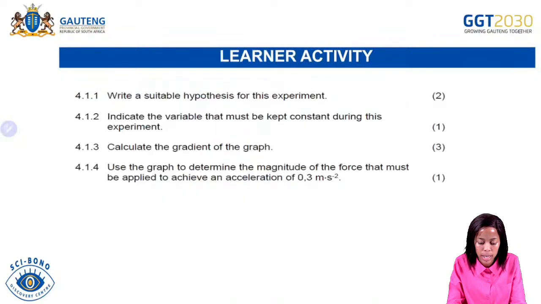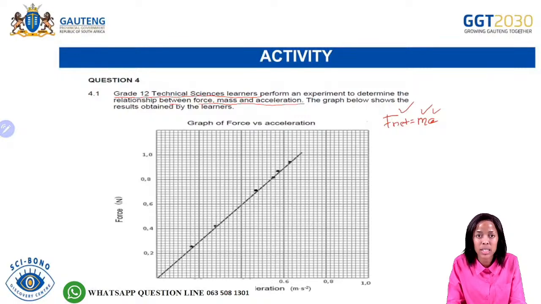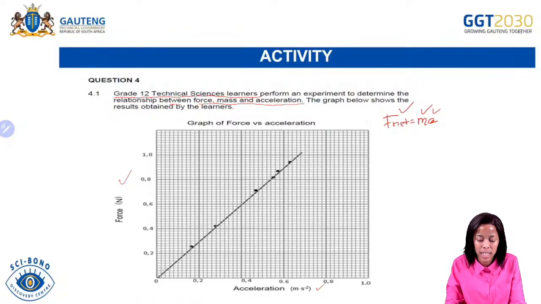And also the acceleration. Now the first question asks, write a suitable hypothesis for this experiment, and that is for 2 marks. So a hypothesis would be, what do you think is going to happen in terms of this experiment? We can see that we have the force on the y-axis, and we also have the acceleration on the x-axis.